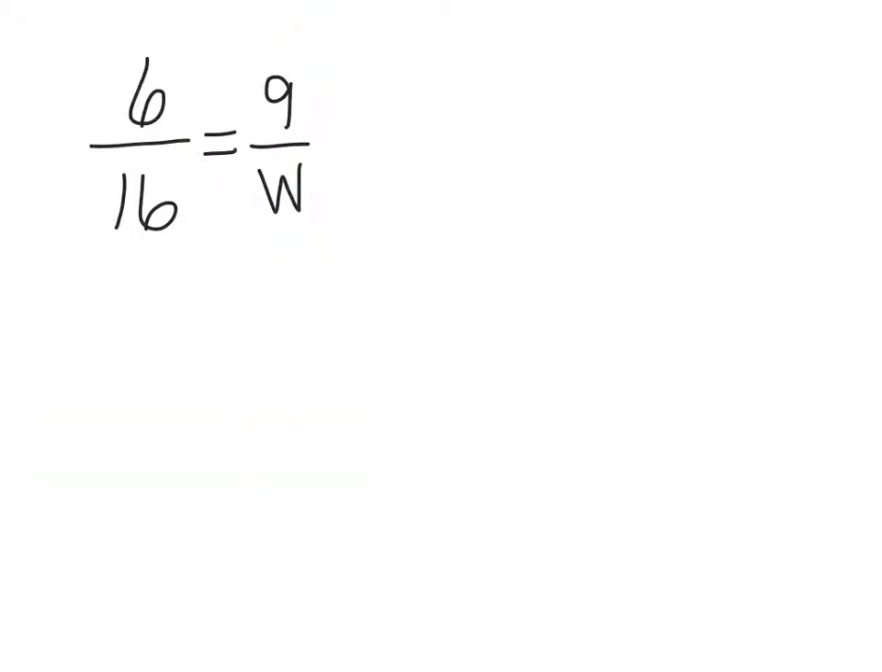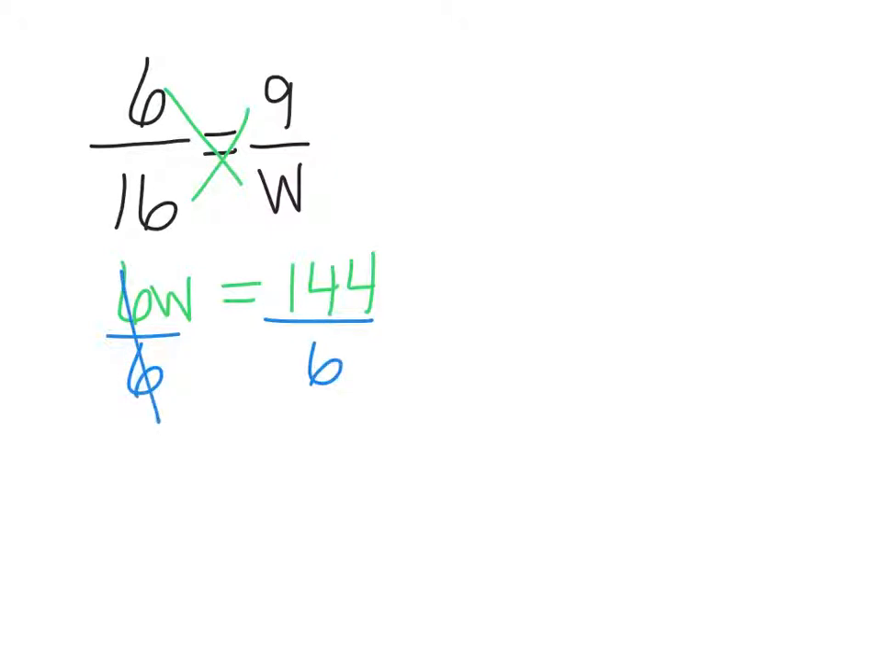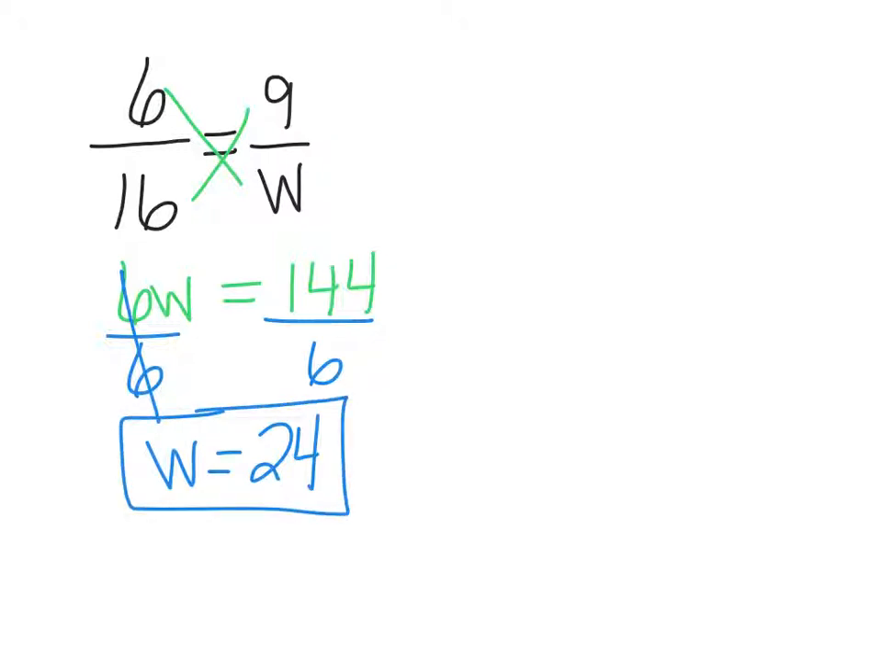So again, to solve the proportion, we're going to do the cross products. So 6 times w equals 16 times 9, which is 144. So now we can solve for w by dividing both sides by the coefficient. So w equals 144 divided by 6, and we get 24. So the answer is w equals 24.